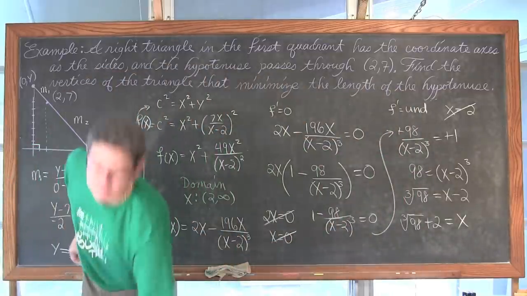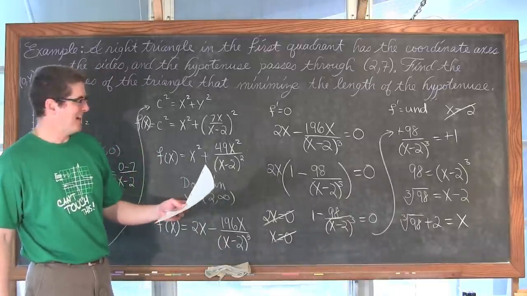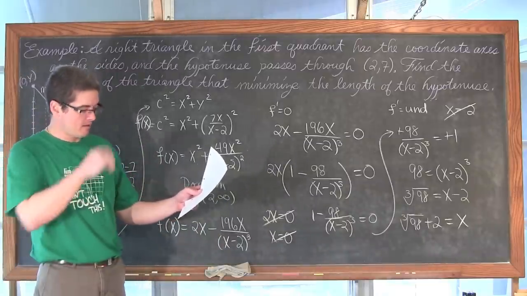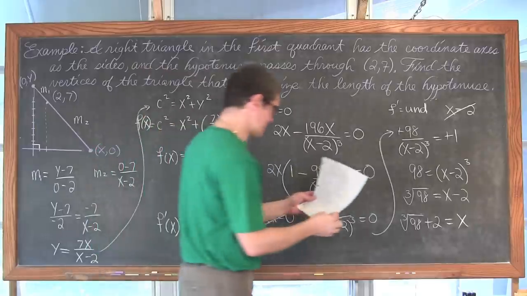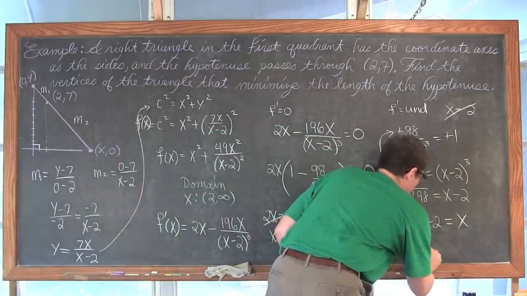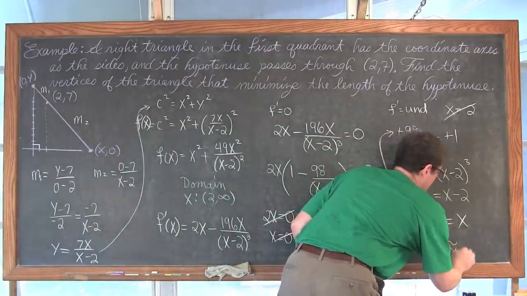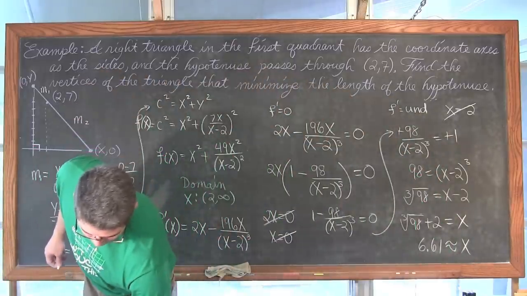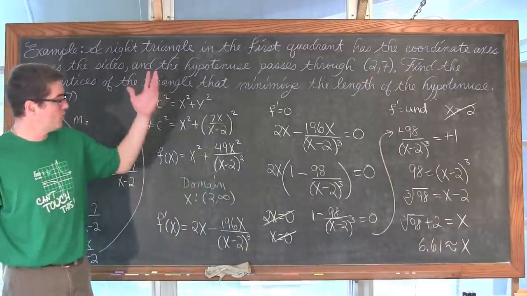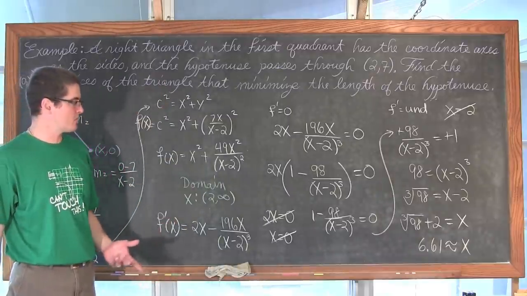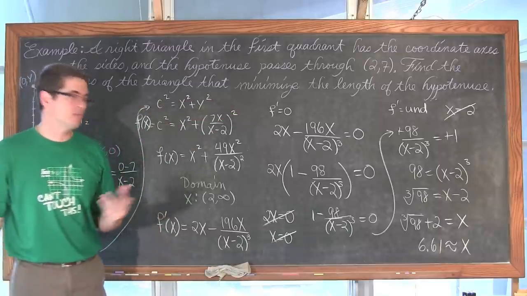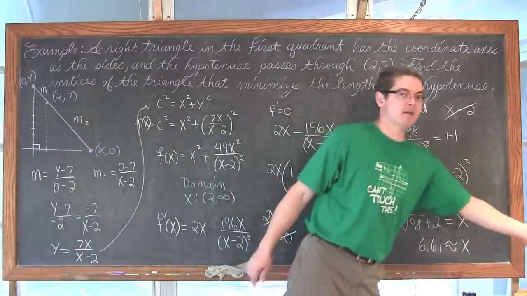Now, right off the top of my head, the cube root of 98 plus 2 is going to be approximately 6.61 is our approximate value for x. Okay, so I'm out of room. We found a critical value. We don't know if it's a relative max or min. Of course, we're trying to minimize the length, so hopefully it's a min, but we need to apply a test for that just to double check.